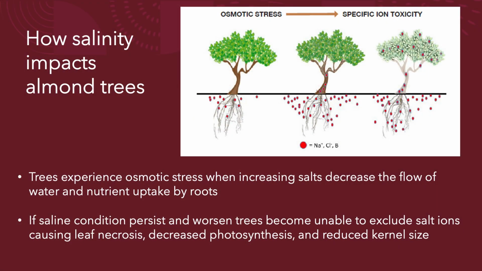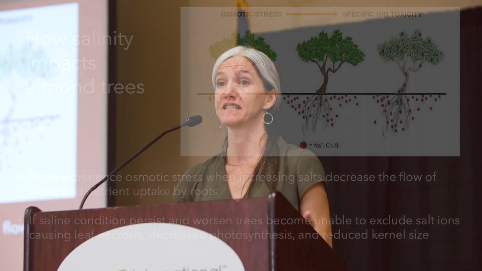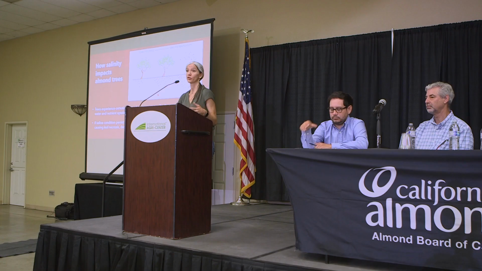And so when trees experience osmotic stress, sometimes we see reductions in vigor and maybe potentially overall performance for that season. If those saline conditions persist over the long term, over time, the tree is going to lose its ability to exclude the salt from the roots. And it's actually going to start to take up some of that salt into the tree. And that's when we're going to start to see signs of specific ion toxicity. And so when you have specific ion toxicity, that's when you're actually seeing visual necrotic tissues in the leaves, things that are going to affect photosynthesis, the ability of the tree to feed the developing kernels.